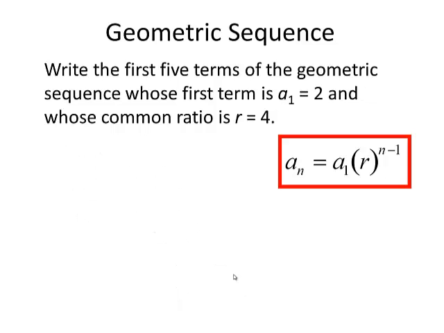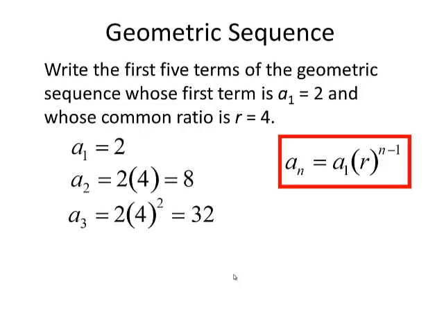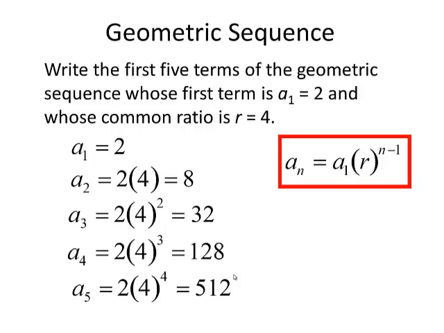Here's another one. Write the first 5 terms for a geometric sequence whose first term is 2 and the common ratio is 4. So we have 2, 8, 32, 128, and 512.